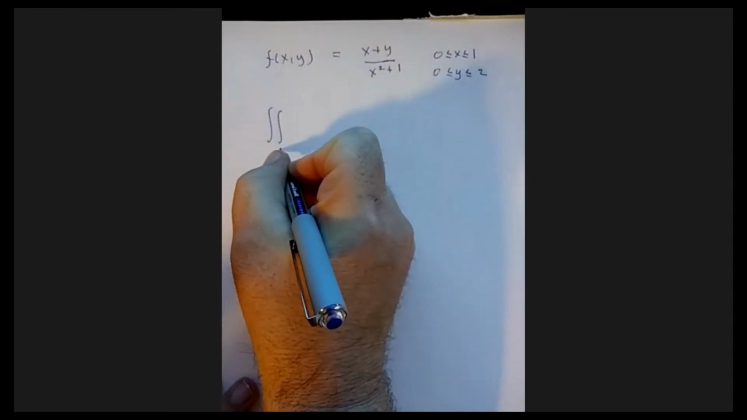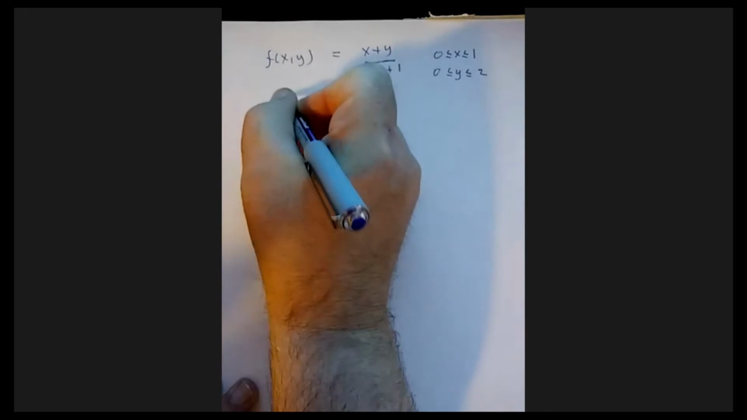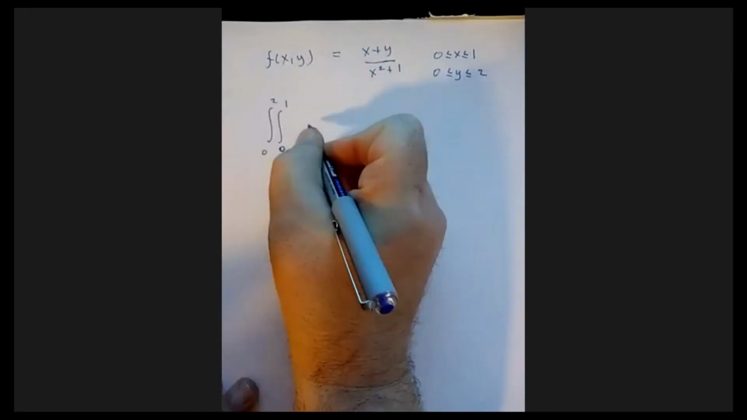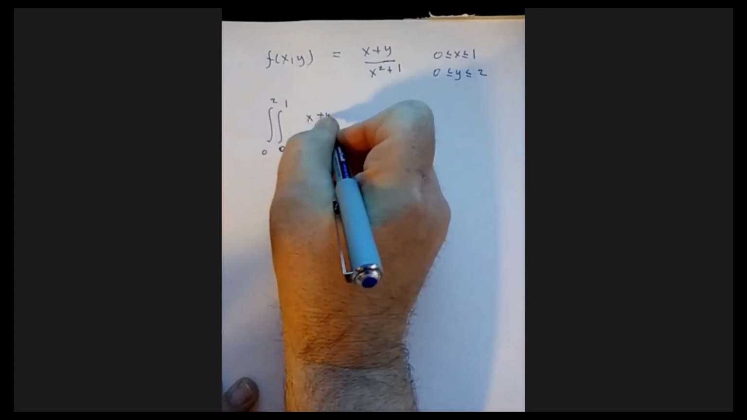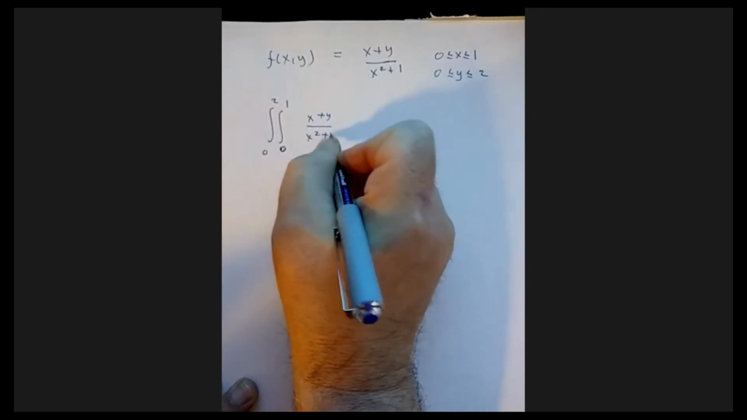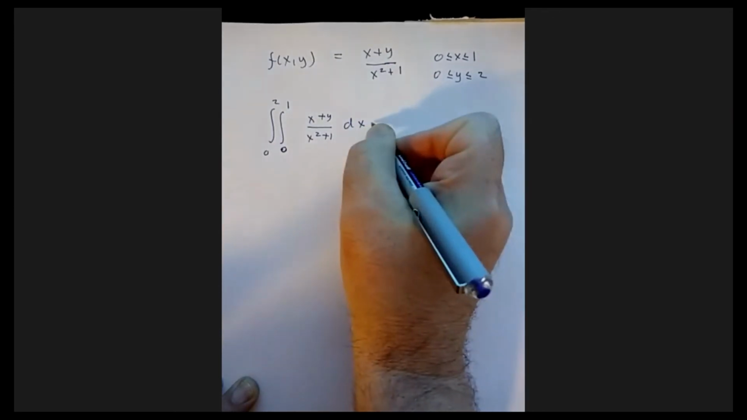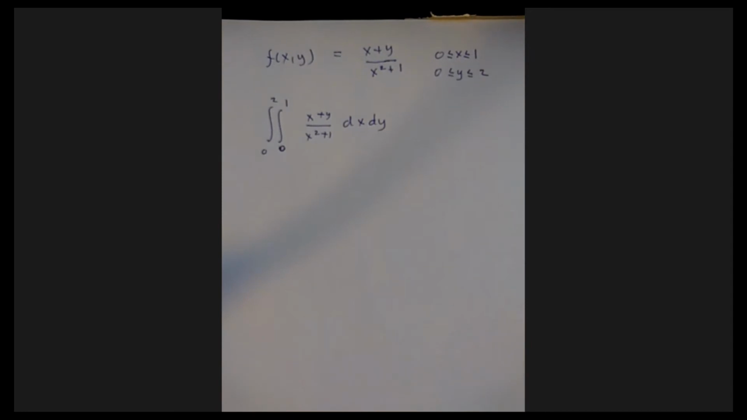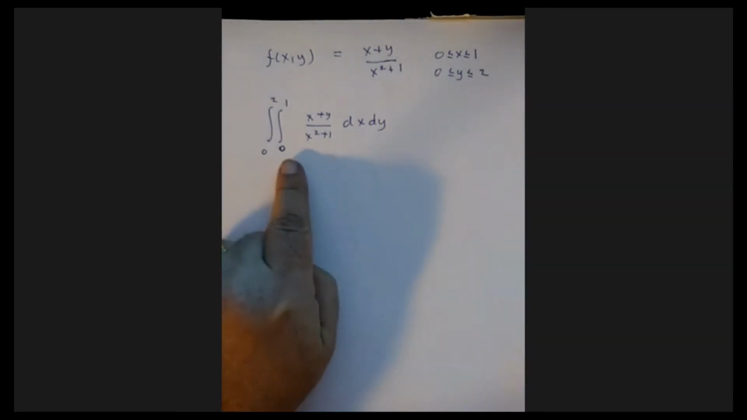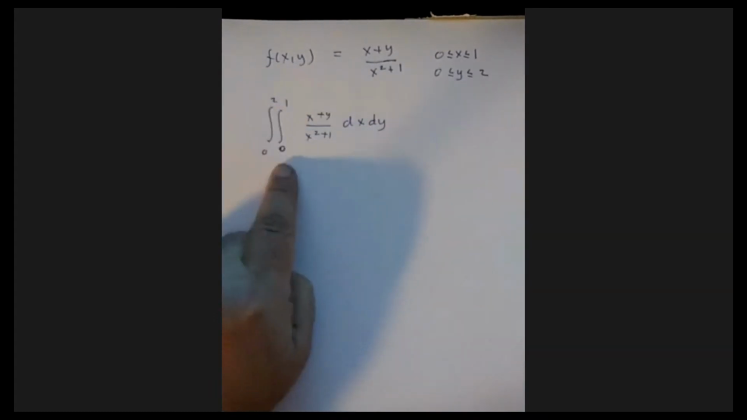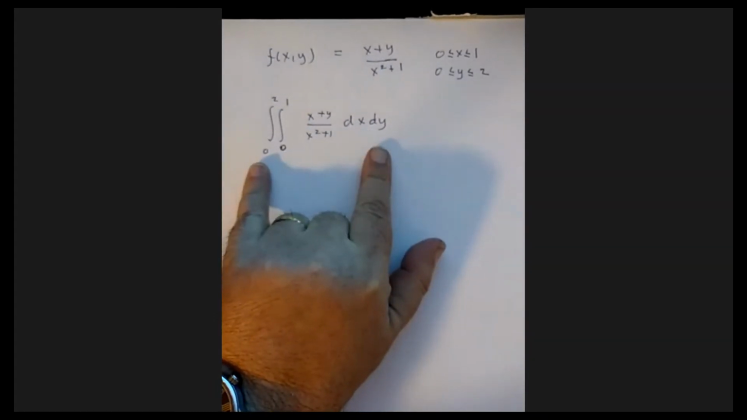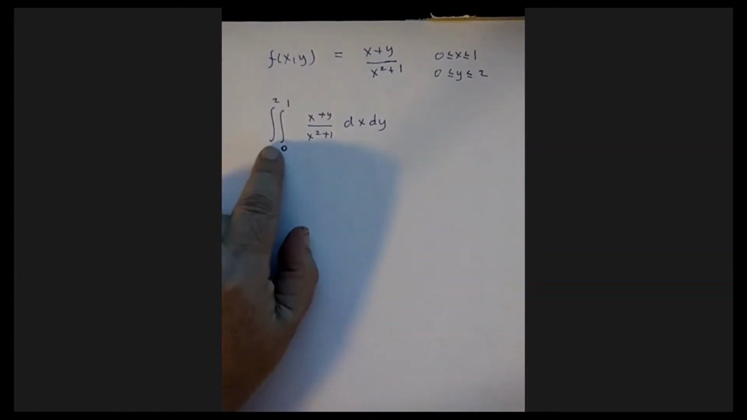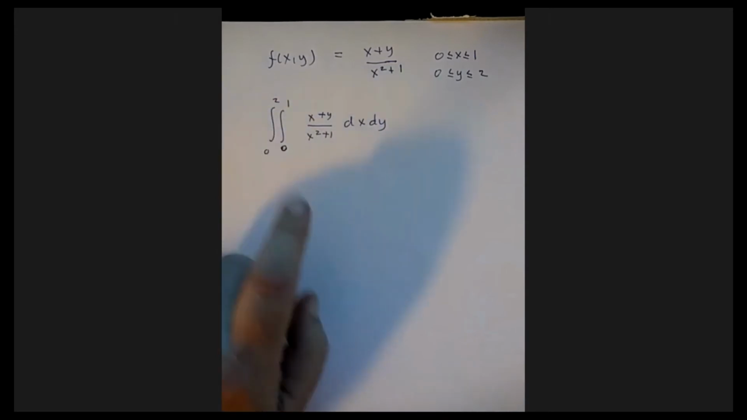x can go from 0 to 1, and y can go 0 to 2, and the function goes here. We're going to do a dx first and a dy second. Are you comfortable about the order that the limits of integration are and how they match the x's and the y's? That does matter. You know how 0, 1 and 0, 2 are not the same.